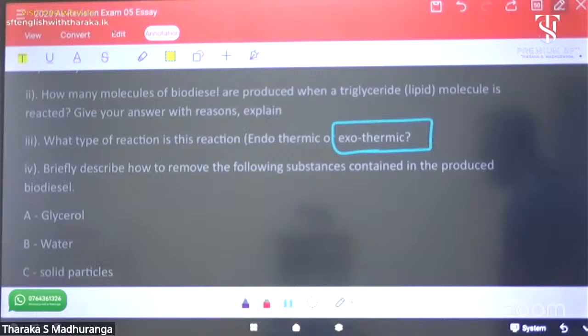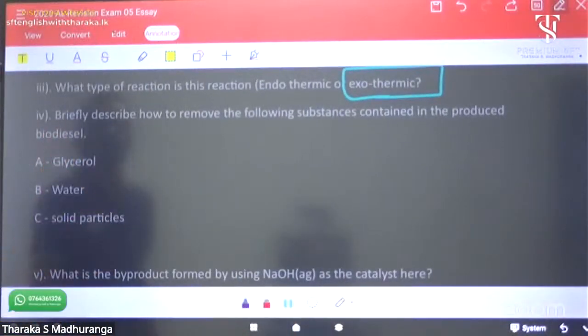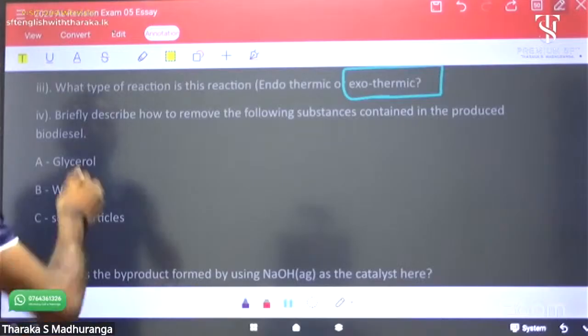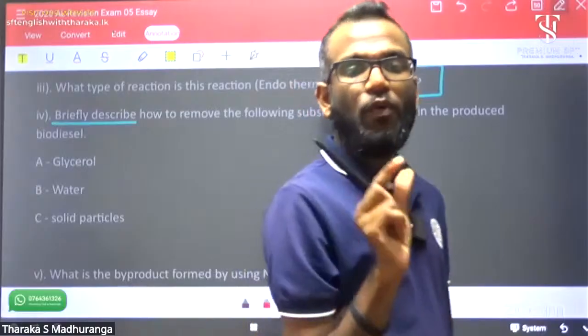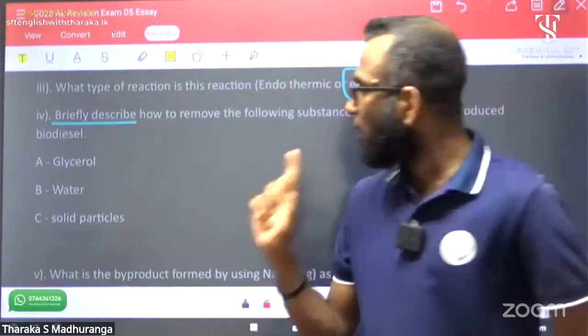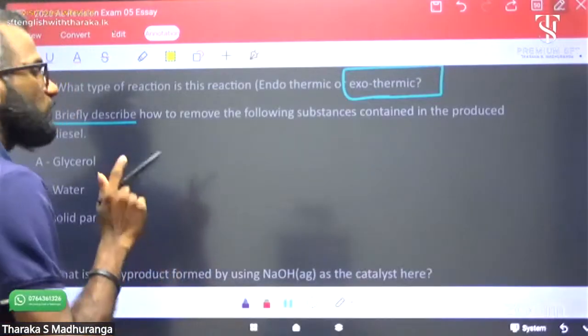It is an exothermic reaction. Very good question. Briefly describe, not explanation, very shortly describe, right? How to remove the following substances contained in the produced biodiesel.